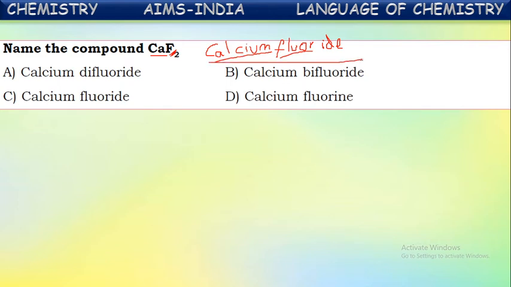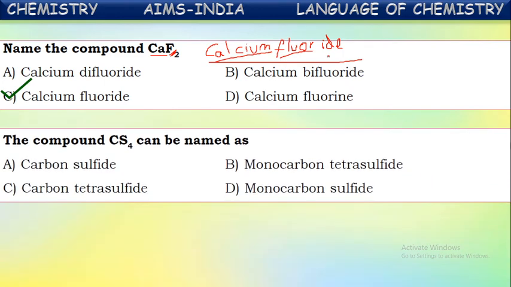The chemical name of this compound CaF2 is calcium fluoride. So as it is a type 1 binary compound, the number of cations and anions need not be mentioned. The number of atoms of either cation or anion need not be mentioned. So calcium fluoride itself represents one atom of calcium and two atoms of fluorine in the molecule. So it is calcium fluoride.